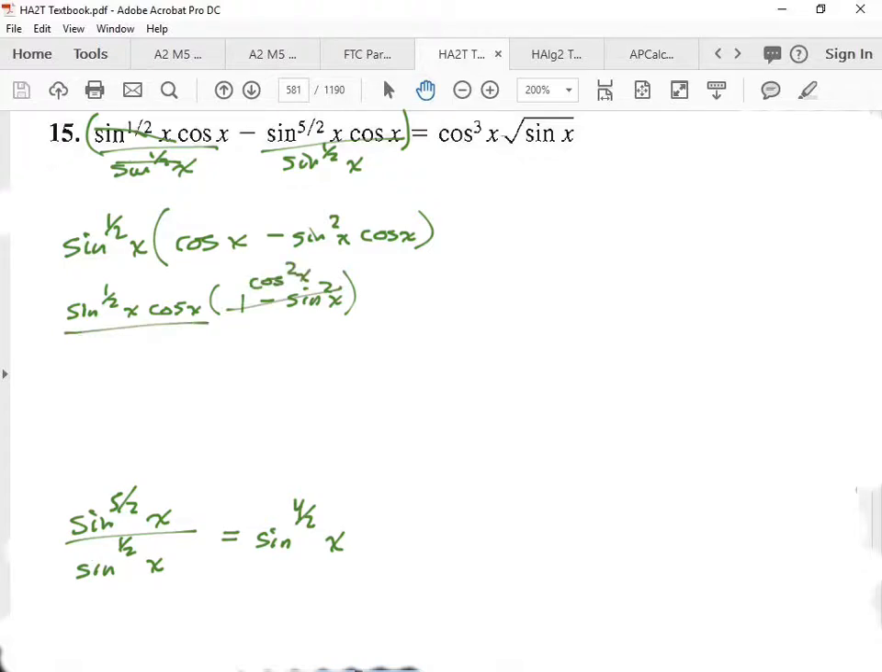Cosine squared x times this would be sine to the 1/2 x cosine to the 3rd x. Because cosine to the 1 times cosine to the 2nd would be cosine to the 3rd. You guys see it? Okay.